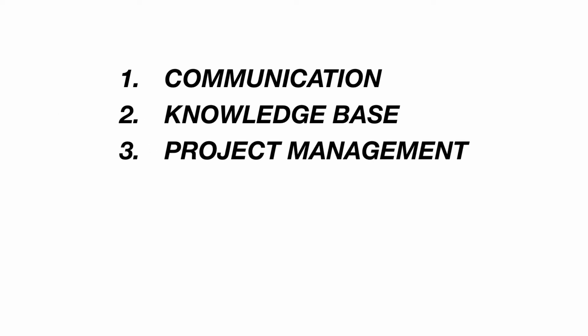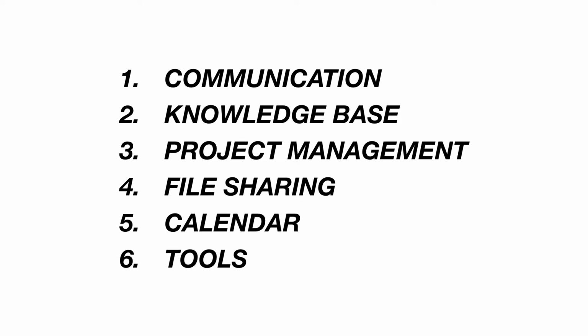One of the drawbacks of setting up an intranet for your business is the actual cost. So in this episode, I'm going to list down the features of an intranet and their alternatives. I've prepared a small slideshow to give you the basic information on how you could get the features of an intranet and their alternatives. If you look at this diagram, the main features that we're looking at in an intranet are the following: communication, knowledge base, project management, file sharing, calendar, and tools.